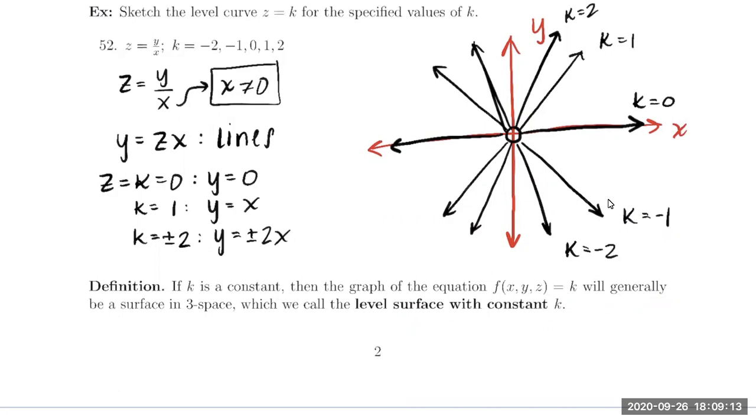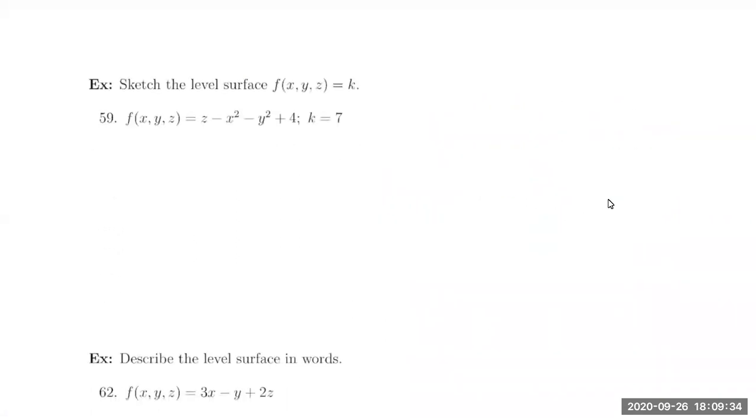And so this last definition here says that if k is a constant, then the graph of the equation where we replace our 4th dimension with a constant k will generally be a surface in 3 space, and we're going to call those level surfaces. So previously we talked about level curves or level lines. When we go up a dimension, we have level surfaces. So let's look at some examples of level surfaces here.